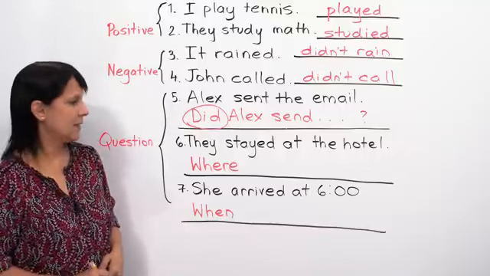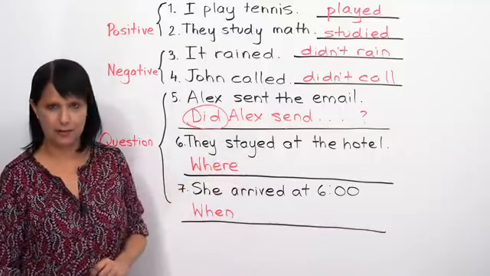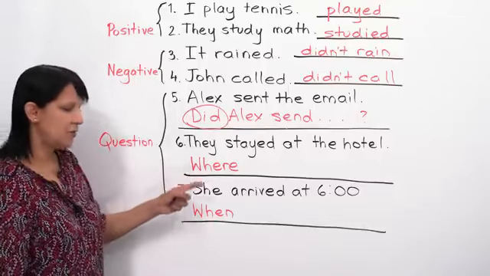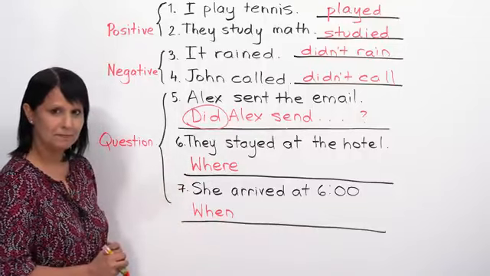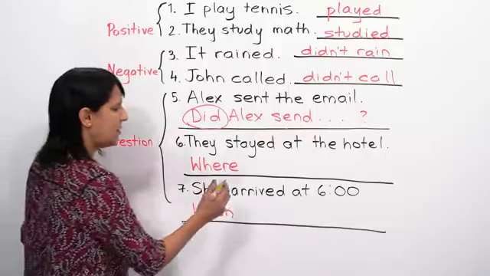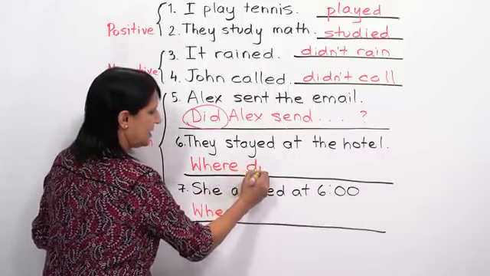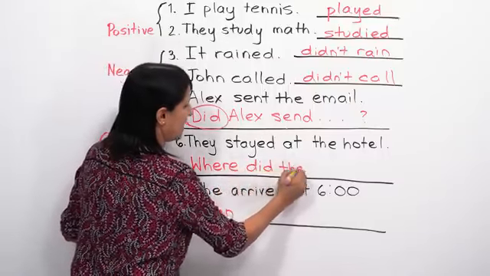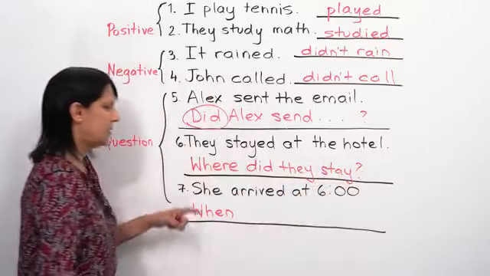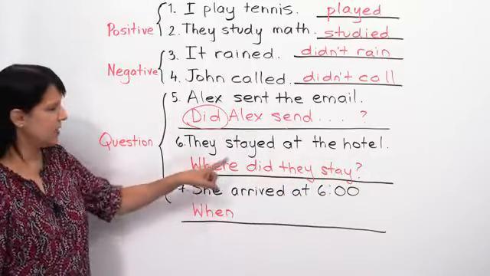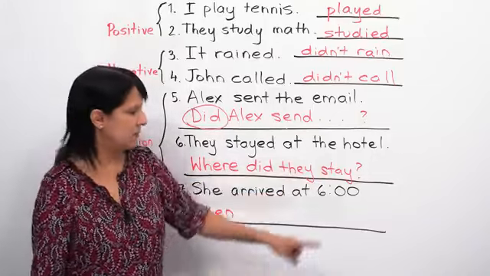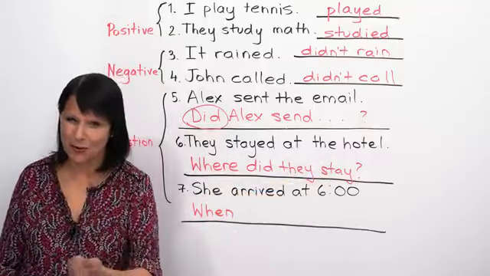Number 6. They stayed at the hotel. So you want to ask a question now that starts with where. What do you need to say after that? Where did they stay? Right? Because even if you add the question word, you're still going to need to have that did, and then your subject, and then the verb in the base form.